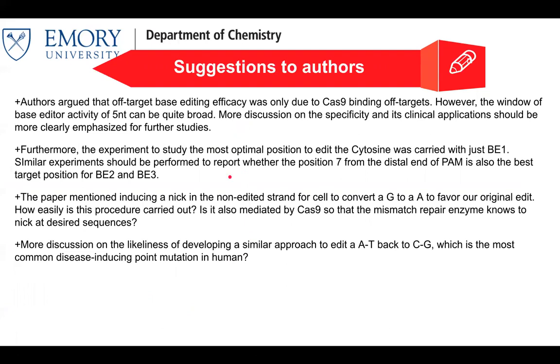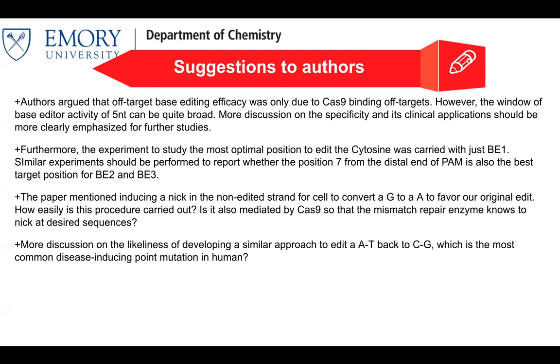Furthermore, they only carried out an experiment to study the most optimal position to edit the cytosine at position 7 with only the first generation. So similar experiments should be carried out for generation 2 and generation 3 to see if position 7 is still the best target position. The paper also mentioned inducing a nick on a non-edited strand, but they should discuss a little bit more on how easy it is to perform and if they also employ Cas9 to target desired sequences.